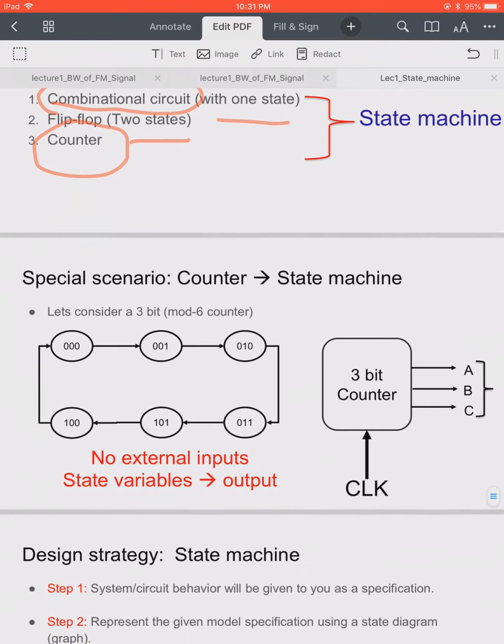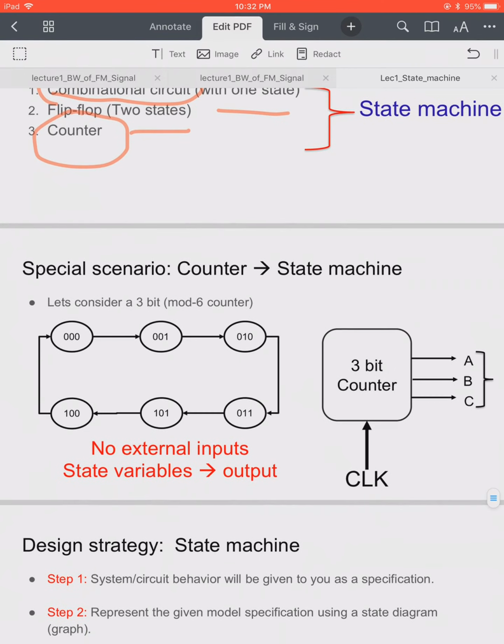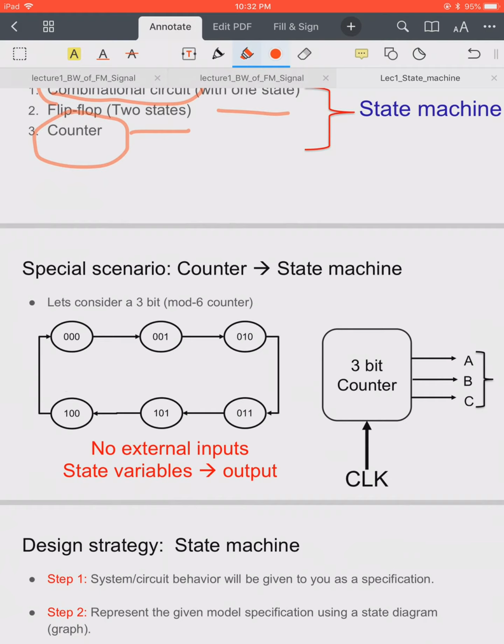Why is it a state machine? So let's take a 3-bit counter, a mod 6 counter. So 000, 001, 010, 011, 101 and 100, and again 000, right? So 1, 2, 3, 4, 5, 6, total 6 states, right? 0, 1, 2, 3, 5 and 6, and again 0. So it has 6 states, right?